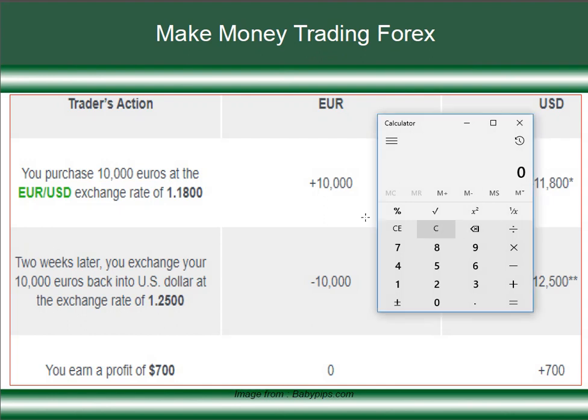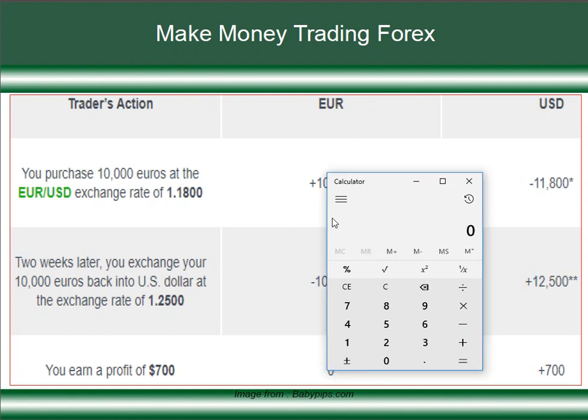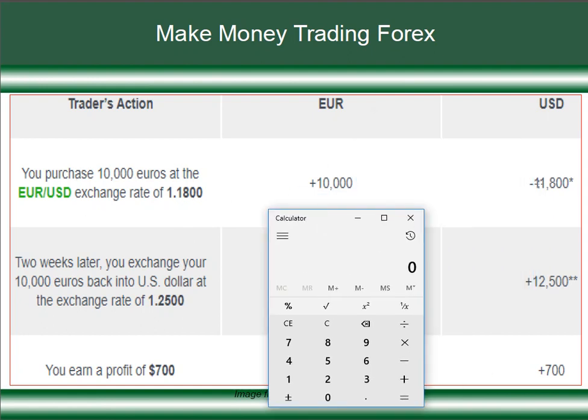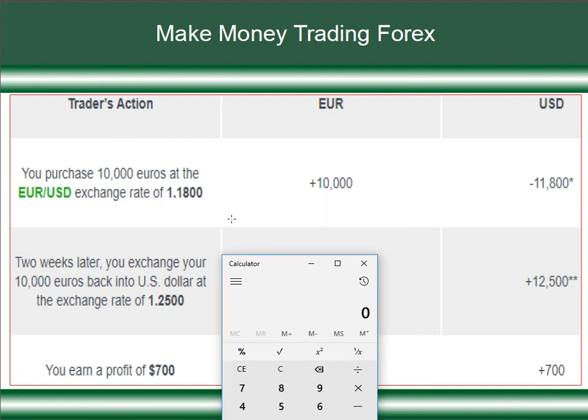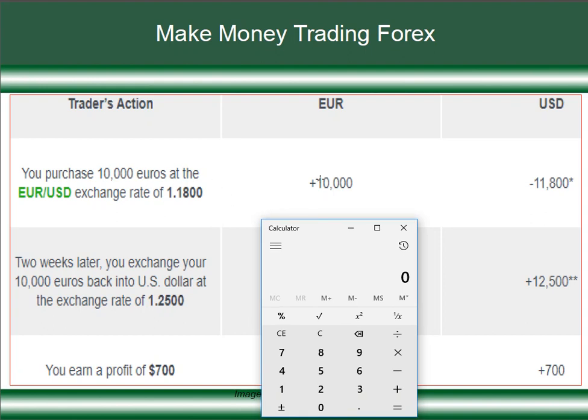So my calculator is here. So we are buying 10,000 euros at a price of 1.18 USD. In other words, for me to buy euros, I will use dollars. Remember, we said in Forex trading, you buy and sell at the same time. So I cannot get euros if I don't have another currency. So to buy 10,000 euros, I will need an amount of dollars.